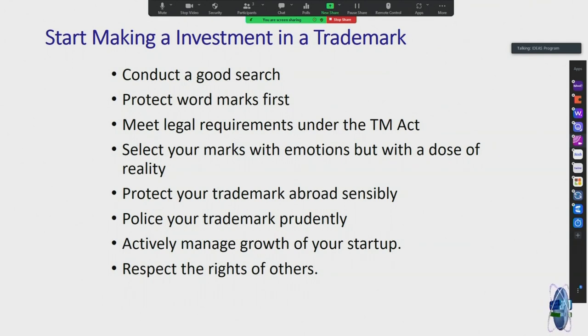The most important thing is to respect the rights of others. In the IP field, if you don't respect others, others are not going to respect you. And if you go to court, and the court sees that you are yourself an infringer, the court doesn't look at favorability. The court looks at you like anybody else. So, why are you complaining if others are doing this to you? But if you can show that you respect everybody's rights, you stand a good chance of winning your case.